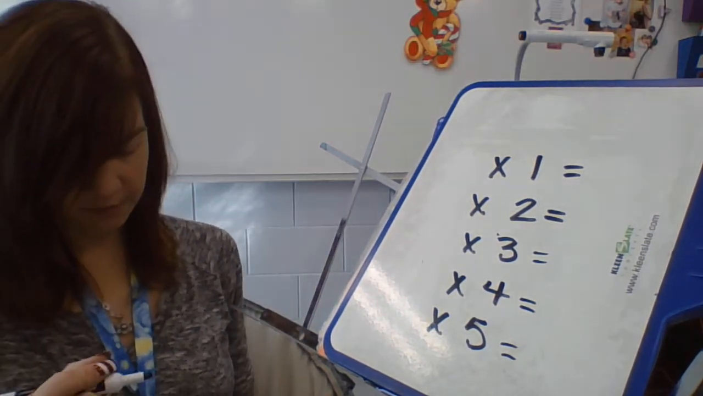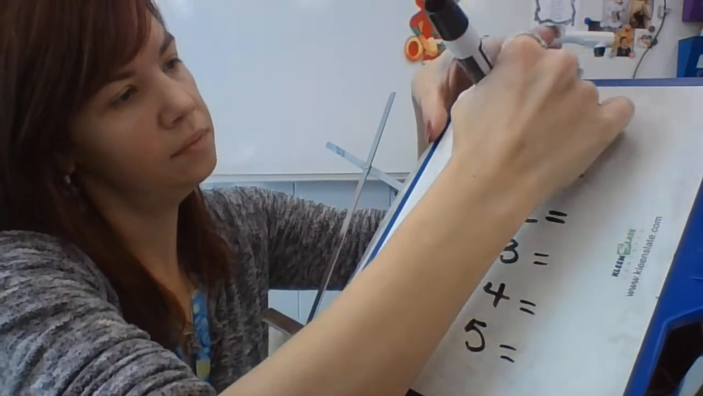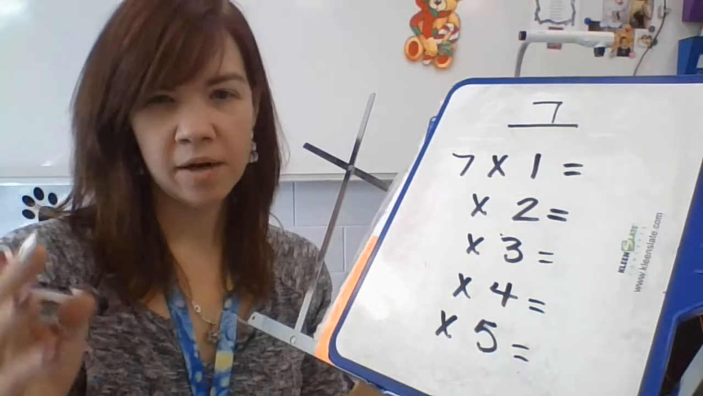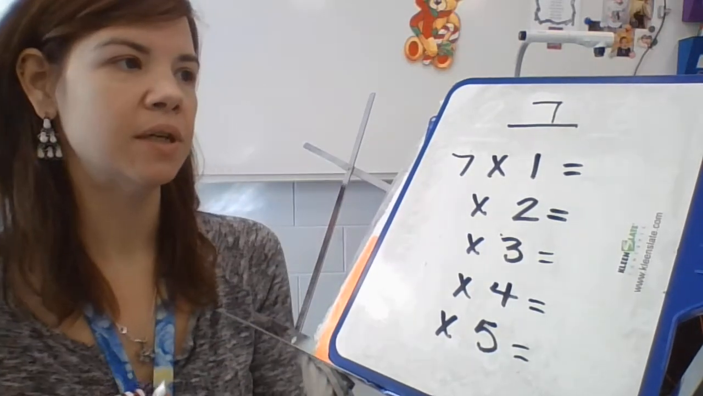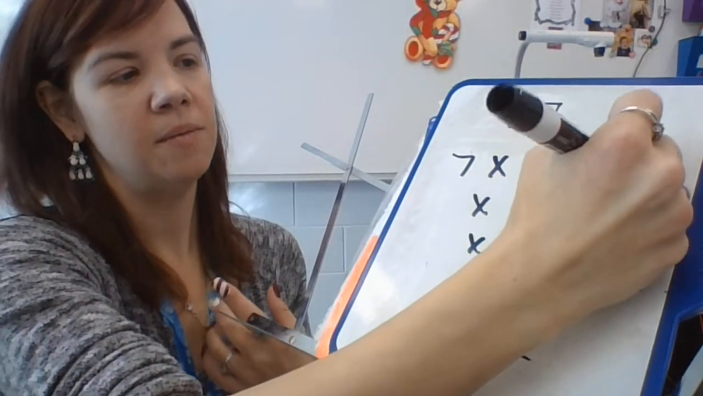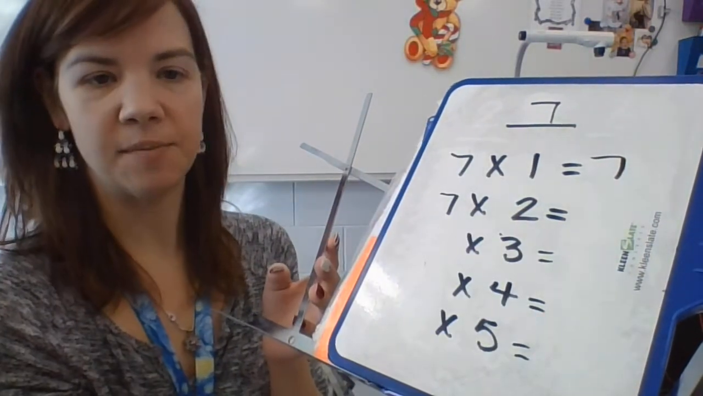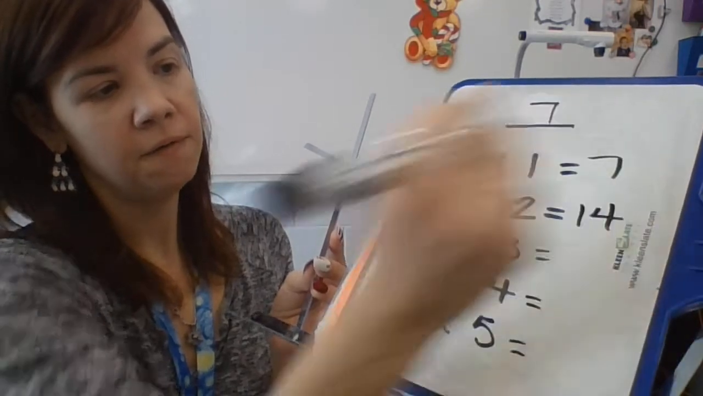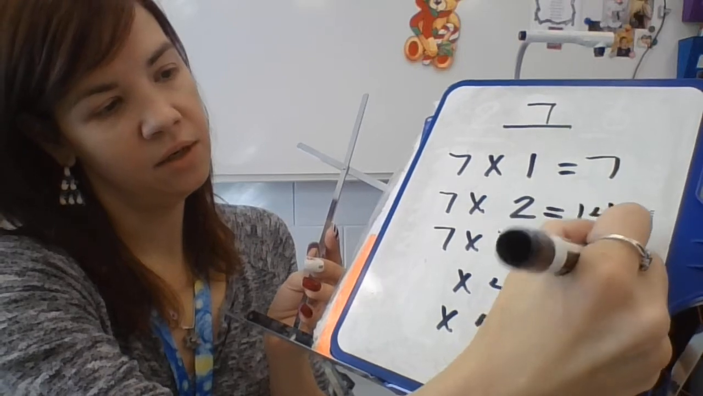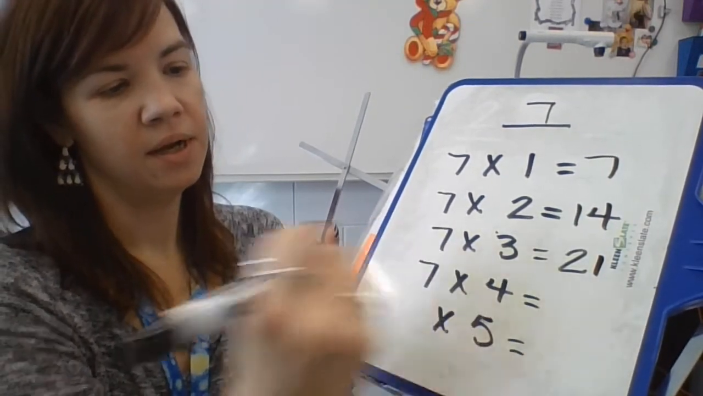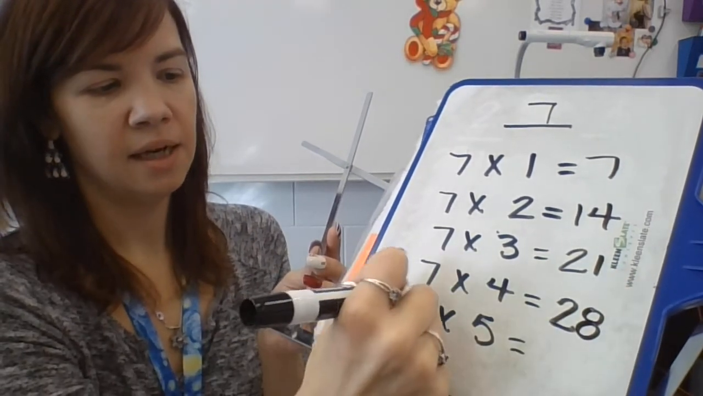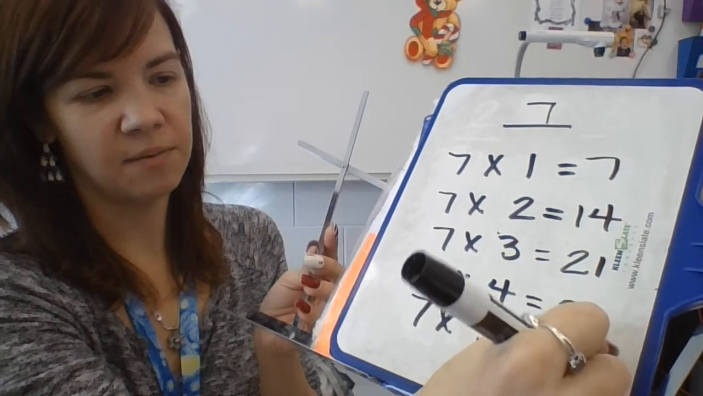All right, the next number they give us is 7. Okay. 7s are a little weird. They're not a widely used number in most cases. 7 times 1 is 7. And we do the next one, 7 times 2, 14. 7 times 3, 21. 7 times 4, 28. And the last one, 7 times 5.